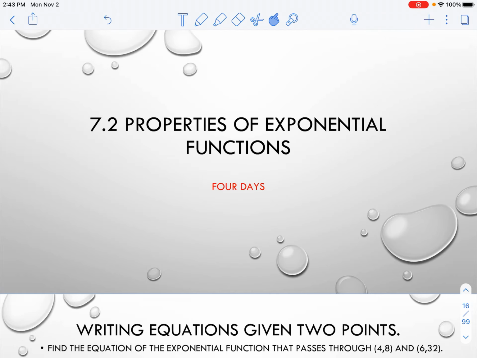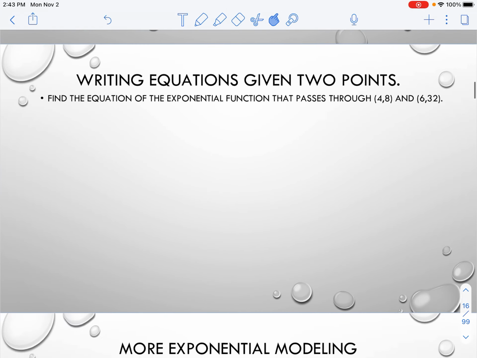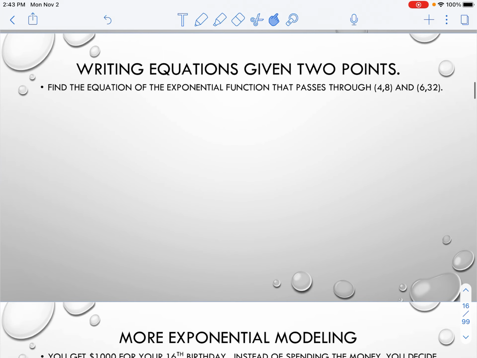7.2 Properties of Exponential Functions. We're going to first open up here. This is the same question we did in the previous lesson. However, I'm going to show you an alternative method that I spoke about. I used substitution the previous time. This time we're going to solve them both for a and then set them equal. So we'll check this out here.